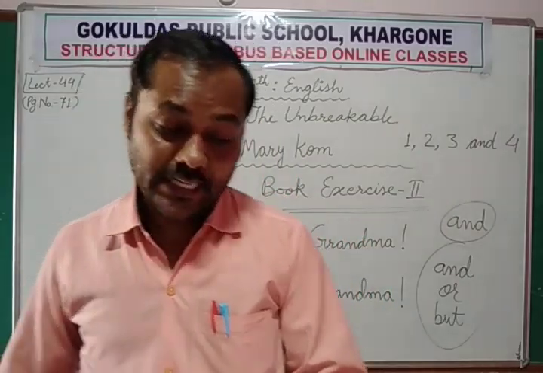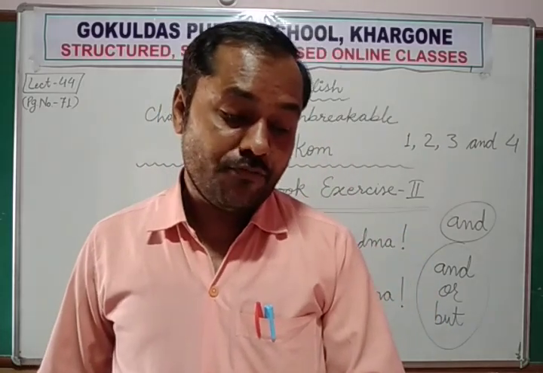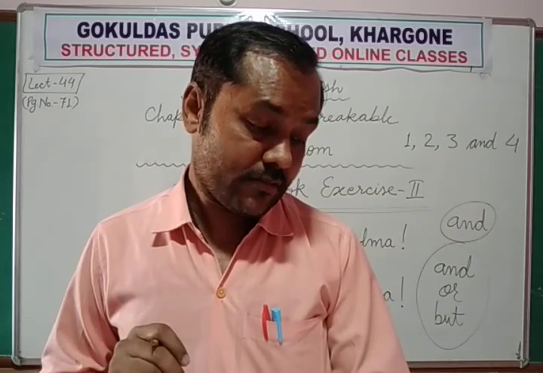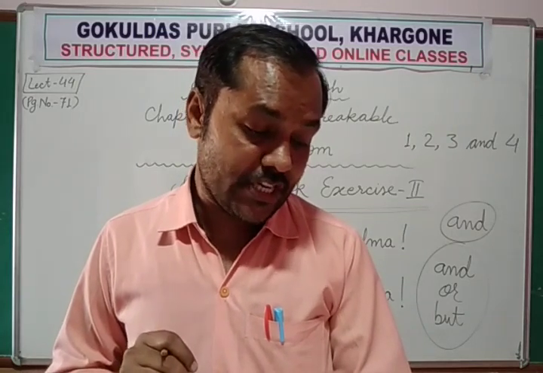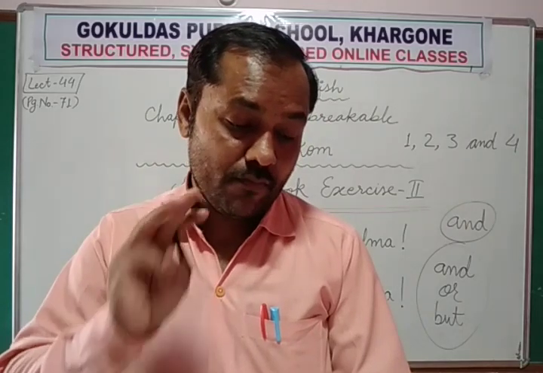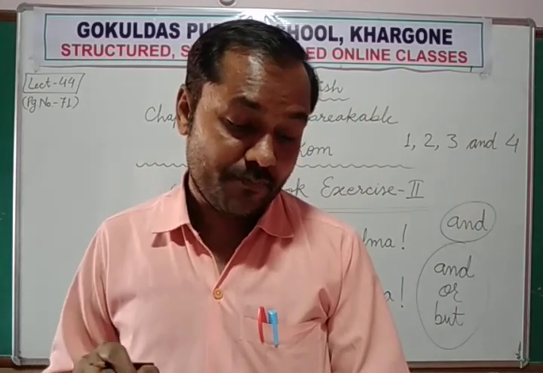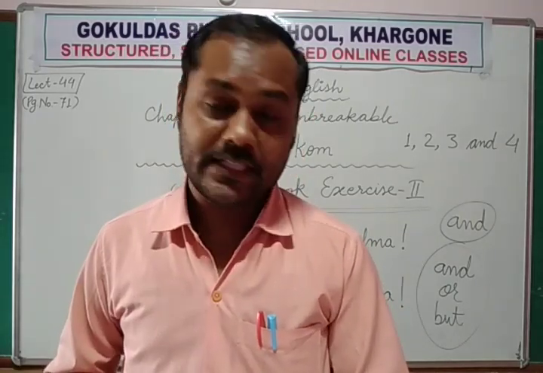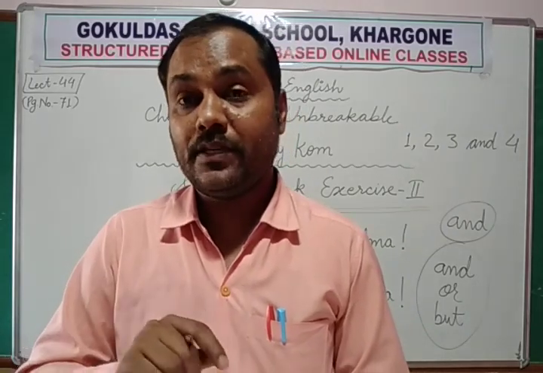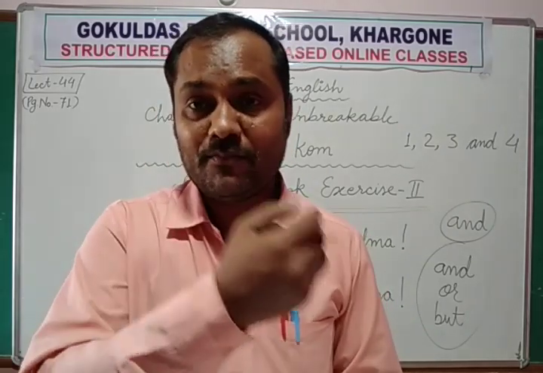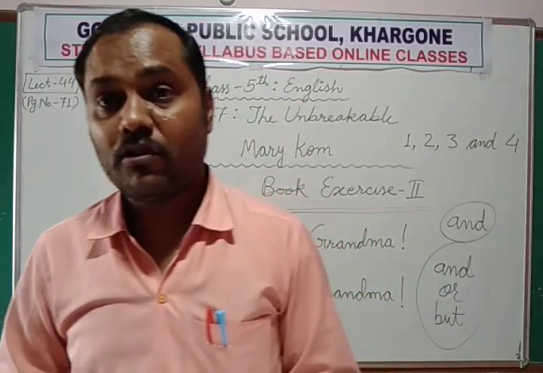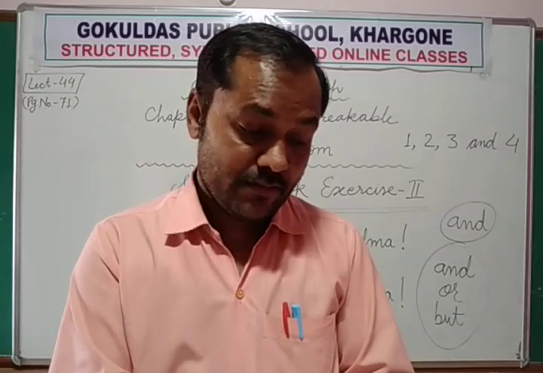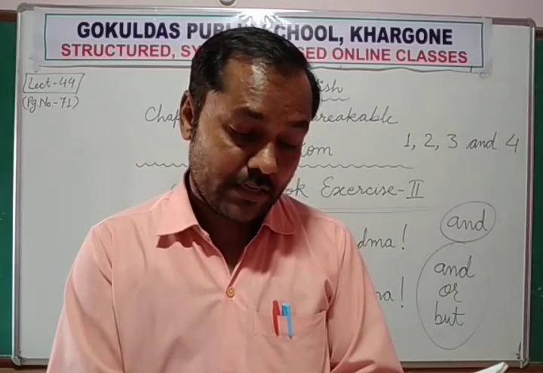Now again, the next sentence. At the age of 14, the Romanian gymnast, known for her grace and agility, won 3 gold medals and a bronze medal. Who was the Romanian gymnast? Nadia Comaneci. She was Romanian. Romanian means those who belong to Romania. So at the age of 14, then put a comma, because these are introductory words.